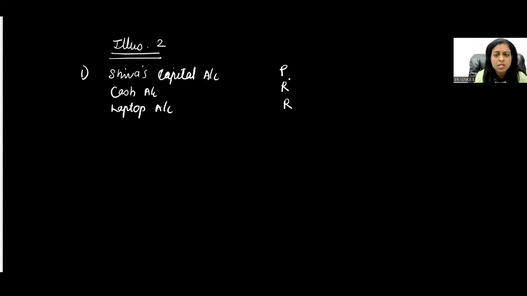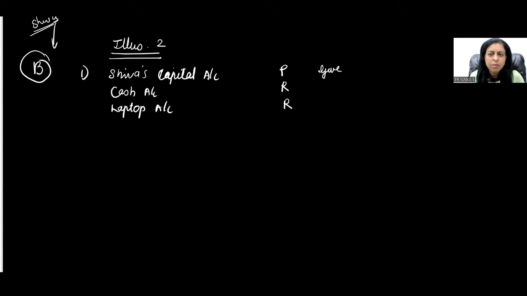Shiva's capital account: business is getting the money and the laptop from Shiva. So Shiva, is he the giver for business or the receiver? See, business is getting money from Shiva. Shiva is an external party and Shiva is giving some money to business. So for business, Shiva is the giver, right? Just putting it for your reference, giver. So giver's account is what? Credited. Correct. Cash is coming into the business, so debit. Laptop is also coming into the business, so debit.